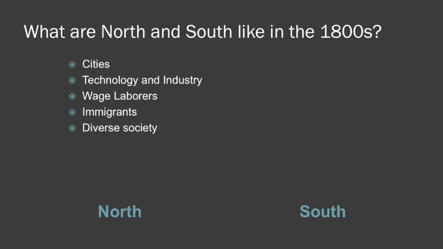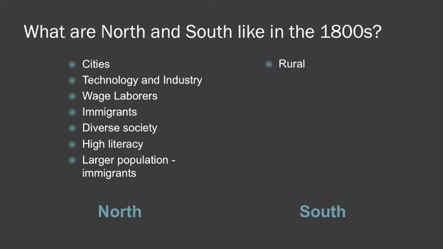Most immigrants come to the North. It's seen as having more opportunities. The North generally has a better education system, more public education, so it has a higher literacy rate, and again, a larger population of immigrants. So those are some of the basic economic and social differences in general.